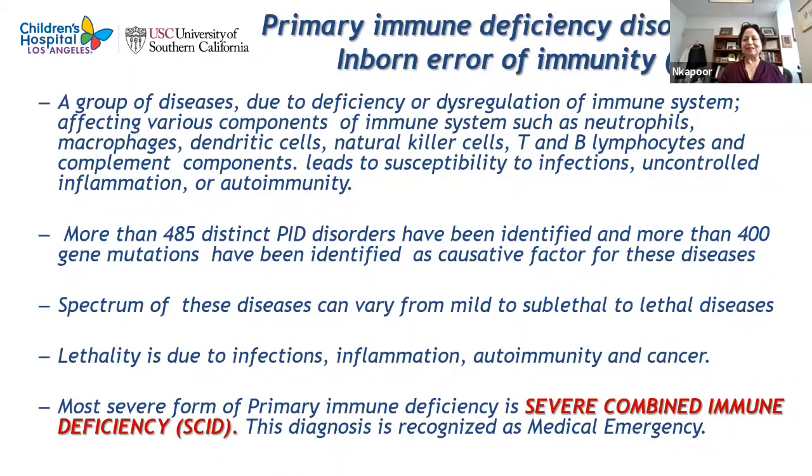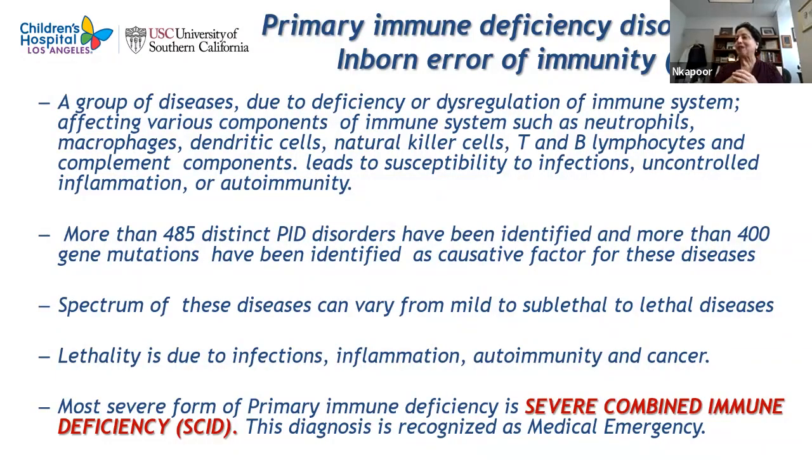All right, so primary immunodeficiency diseases, which we call PID, or nowadays the new name is Inborn Error of Immunity, IEI. That's the new name. We keep changing names so that we can be fresh all the time. These are the group of diseases which are either due to deficiency or dysregulation of immune system, affecting various components of immune system, such as neutrophil, macrophages, dendritic cells, natural killer cell, T cell, B cell, or even complement component. And effect on these cells can lead to susceptibility to infection, uncontrolled inflammation, or autoimmunity.